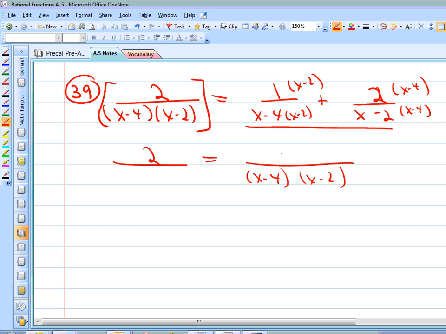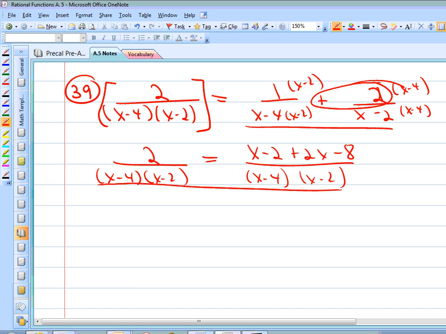So in the top, we get 1 times x minus 2, which is x minus 2. And then we're going to distribute this 2. So that would be plus 2x, and it would be minus 8. And over here we have x minus 4 and x minus 2. All right, once again, our denominators are the same, so no matter what x is, they're going to equal each other. We want to solve based on the top.